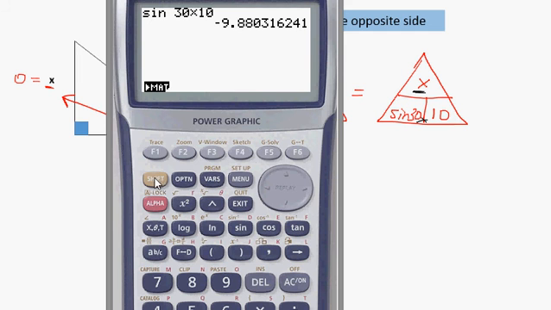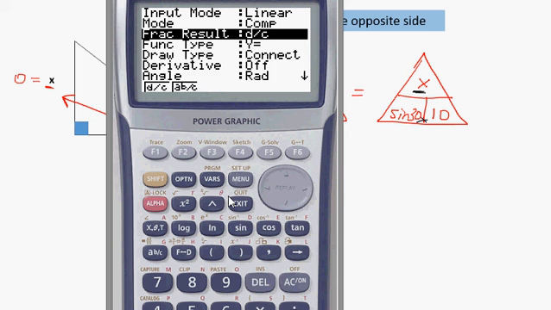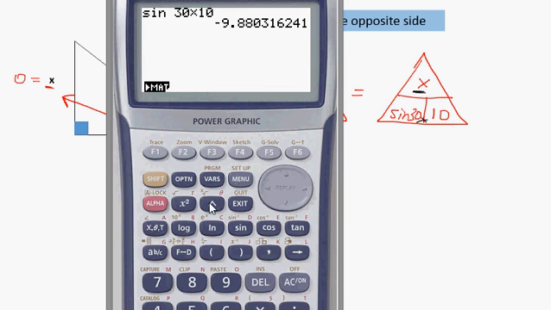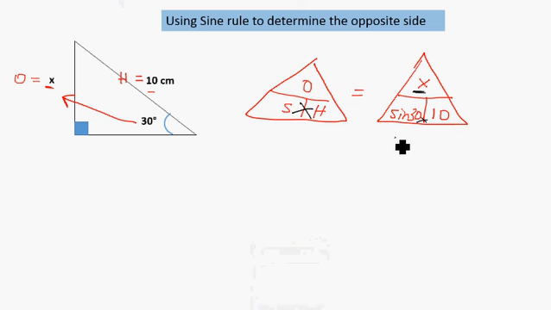We always need to check if our calculator has been set up, so we'll quickly go and set up the calculator. It should always be in the degrees mode. We'll do that, and I'm going to redo the same thing and press sine 30 times 10, and the answer is 5. So we can say x is 5 and the unit is cm, so we'll write cm.